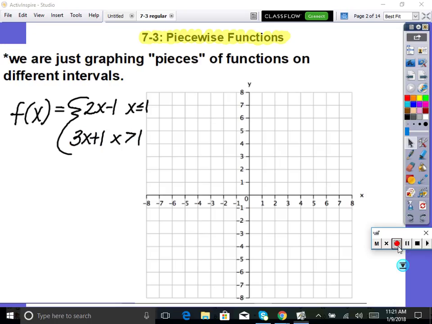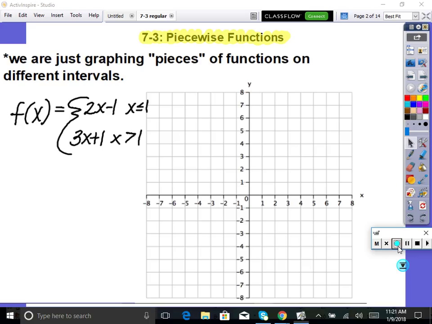So we're doing 7-3. It's called Piecewise Functions. Now it literally is exactly how the wording is of the name of the lesson. Piecewise functions literally means we're going to take functions and graph pieces of them. Just half of them or just some of them. Does that make sense? We're just going to graph pieces of the function.